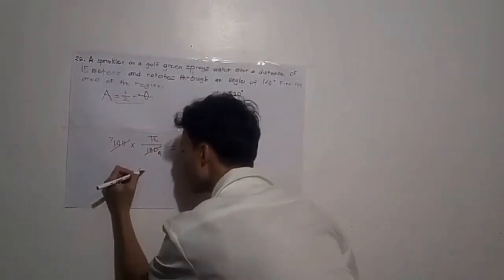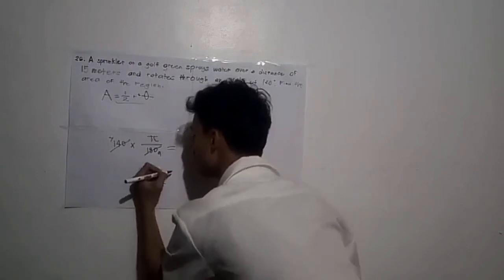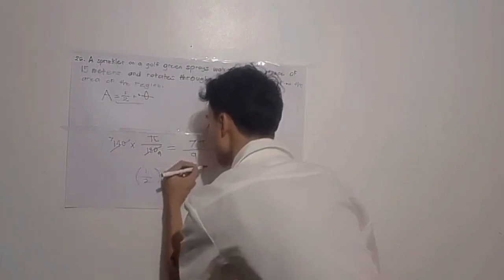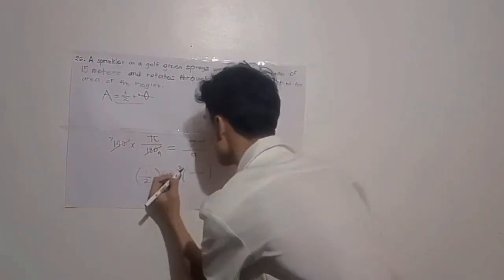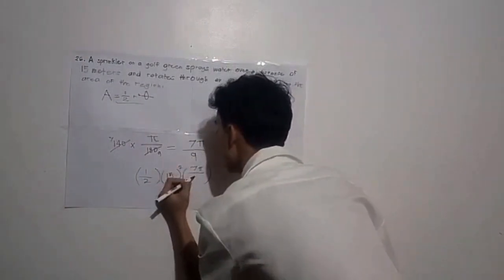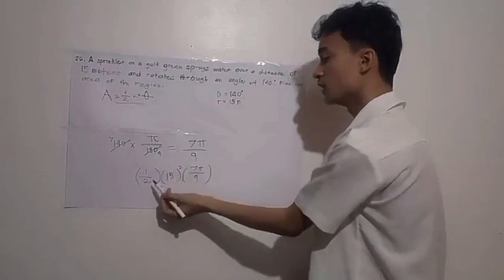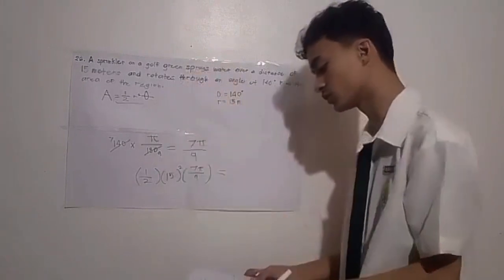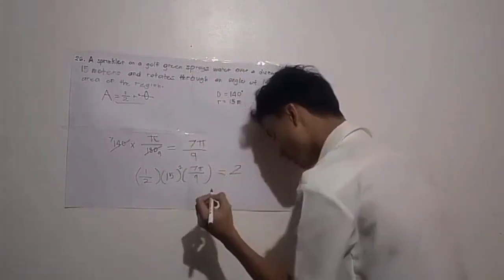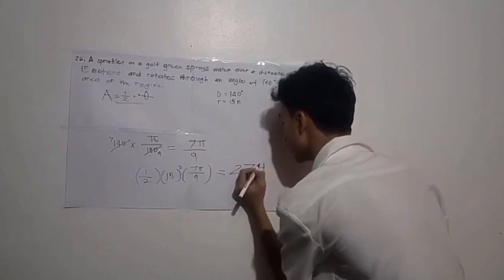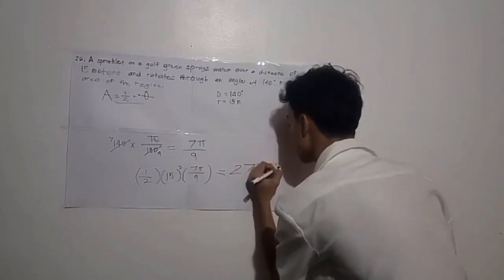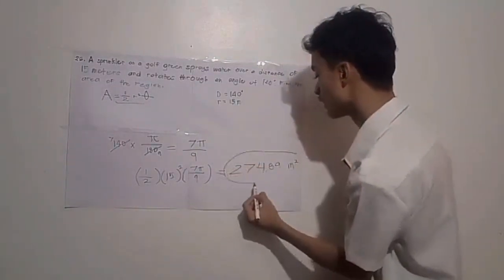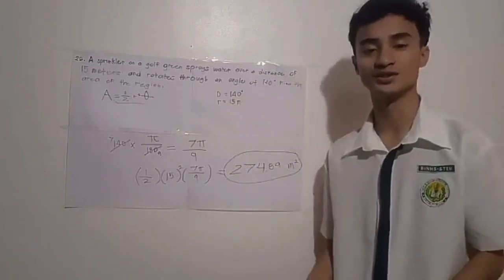So, we're gonna put 1/2 times our R, which is 15 meters, squared, times our radian, 7 pi over 9. And if we multiply all of this, we will get our final answer to this question, which is 274.89 meters squared. So, here is our final answer for number 26.